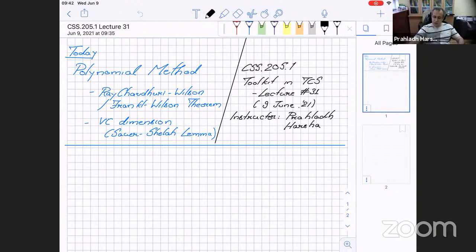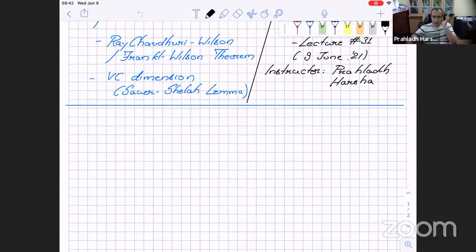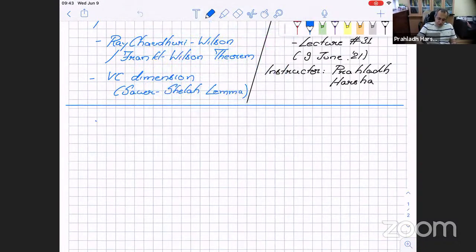Let's continue our discussion on the polynomial method. So last lecture we had proved the combinatorial Nullstellensatz and the Schwartz-Zippel lemma and saw some applications. And in the process of the combinatorial Nullstellensatz, we proved the following easy version of the Nullstellensatz that we just recall.